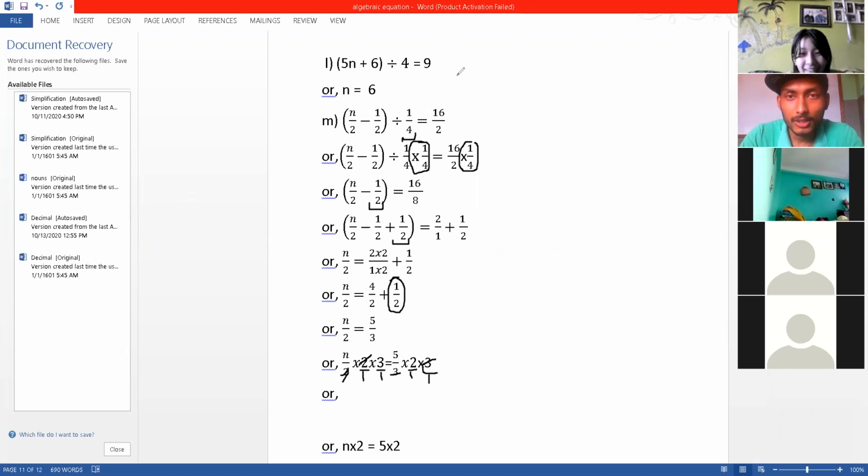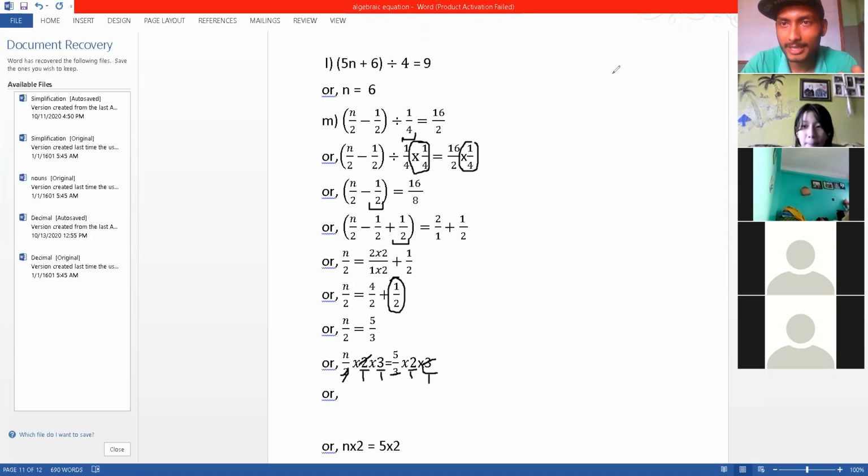Okay, so I've just reduced it, right? So now let's see what I'm left with. I have 3n here. Is that okay if I write 3n here? Because there is 3 multiplying n. And I have 5 multiplied to 10 here.